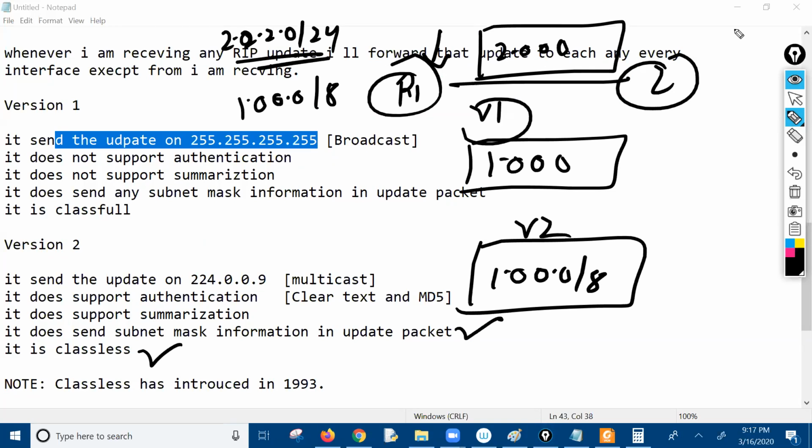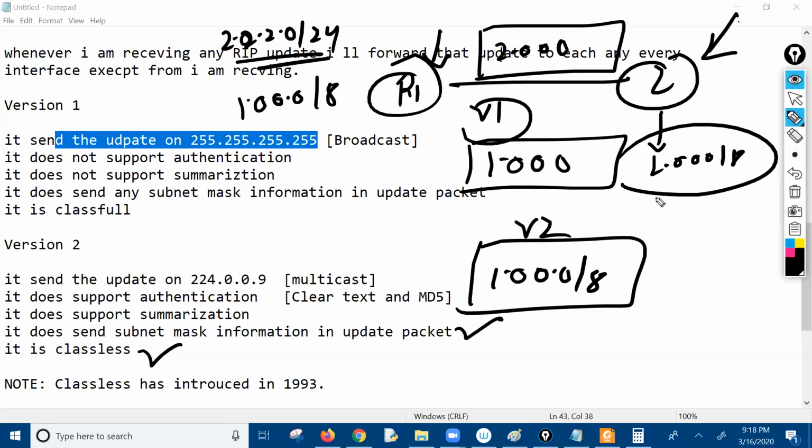2.0.0.0. So what will R2 assume? Is there any subnet mask information over there? No. R2 will assume, okay, this is a 2.0.0.0 subnet, which means a class A IP address. I'll mention 2.0.0.0 slash... If you are not sending subnet mask information, based on the first octet belonging to class A, I will assume this is a class A IP address.